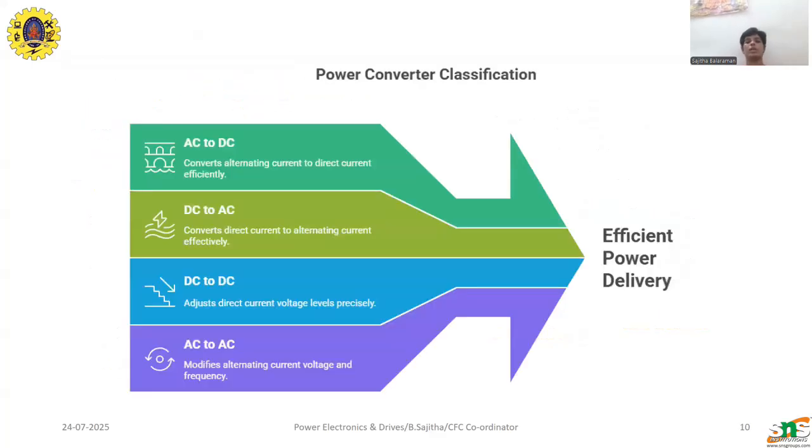Now coming to the last portion, which is the power converter classification. Power converters are generally classified into four types: AC to DC, DC to AC, DC to DC, and AC to AC. AC to DC converts AC to DC efficiently. DC to AC converts direct current to alternating current, which is an example of inverters. DC to DC are the choppers, and AC to AC are the cycloconverters.